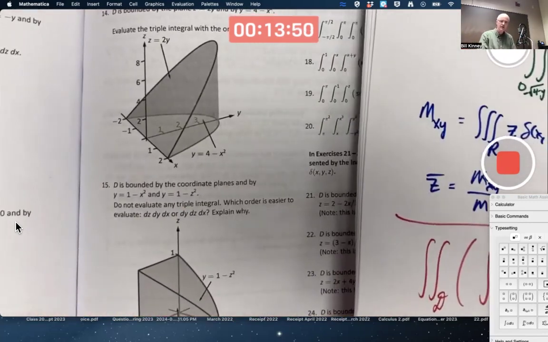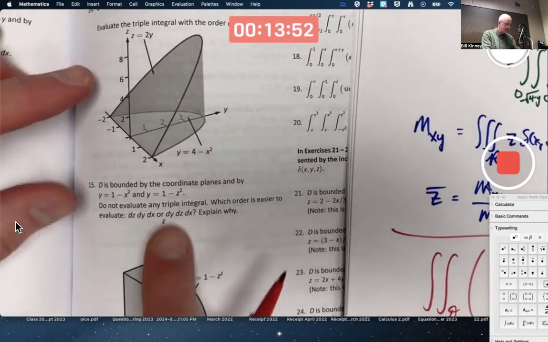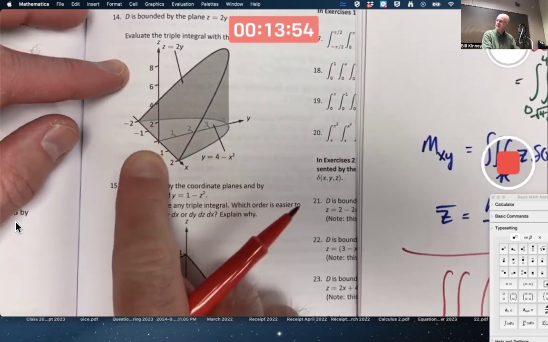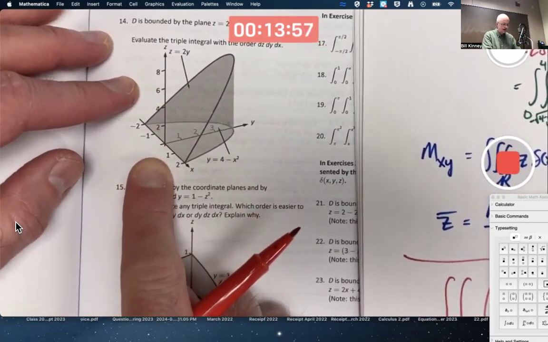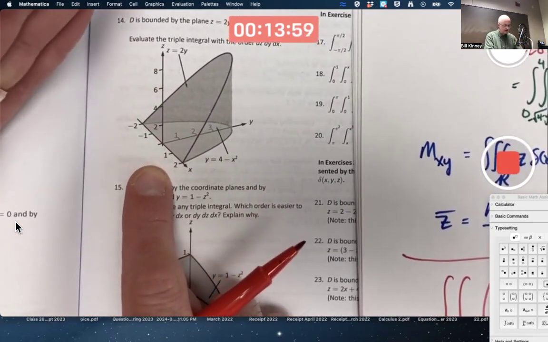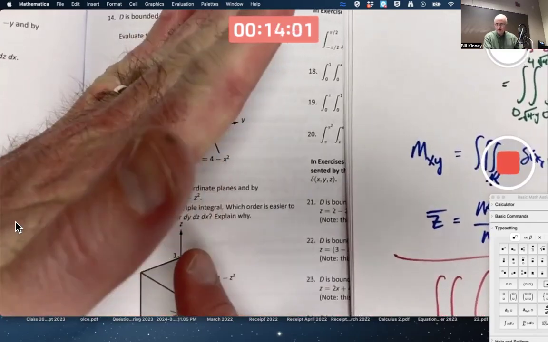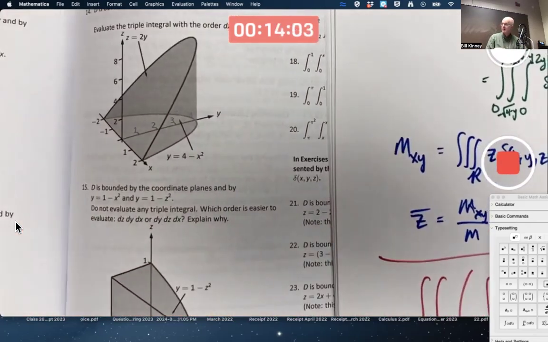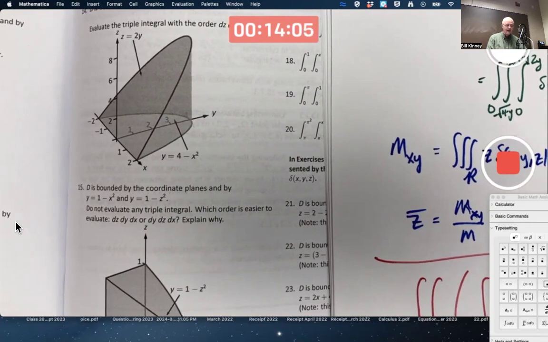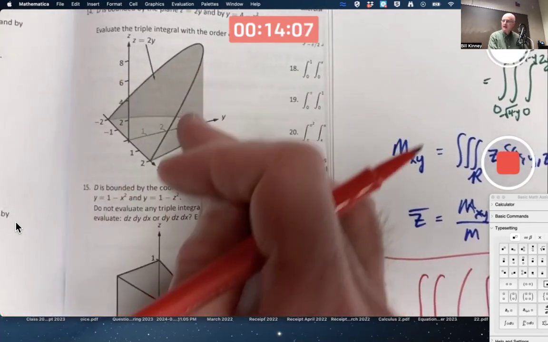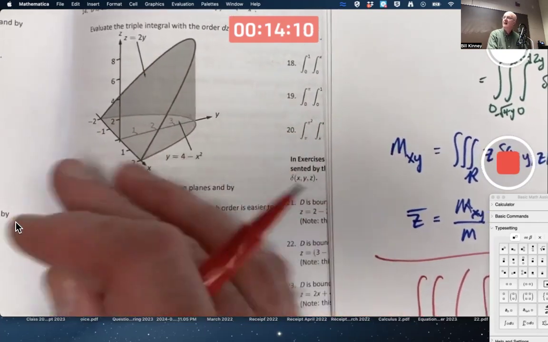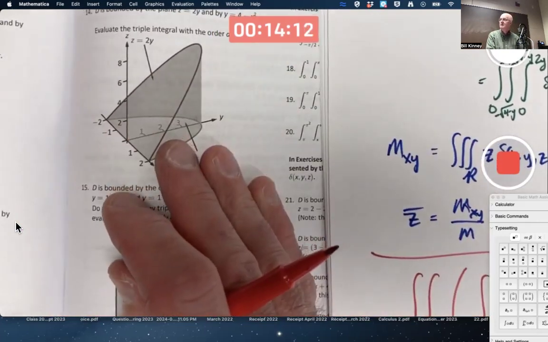So I look at my picture and say, okay, here's my xz plane over here on the left. Can I think of that solid as being between two graphs of functions of x and z? Yes, it's between the slanted plane again, that would be the lower limit of integration with respect to y, and this curved side that's above it in the y direction.